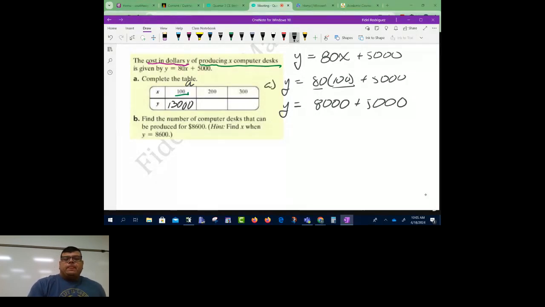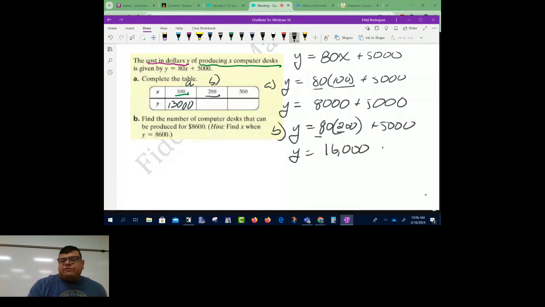Y'all, I'm going to call this part B. For part B, they're asking me, can we come back to that same equation, but where the X used to be, can we put the number 200? So y'all, 80 times 200 is going to be 16,000. 16,000 plus 5,000 is 21,000. So, whoa. And then I have part C, y'all.